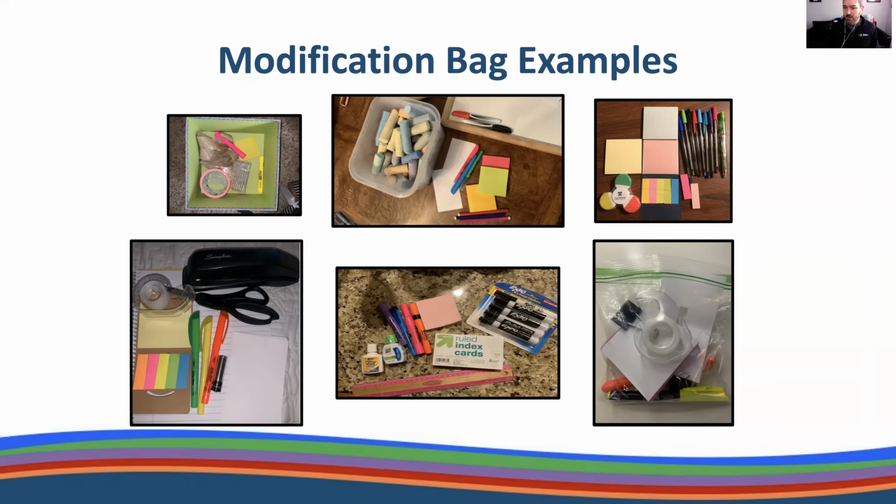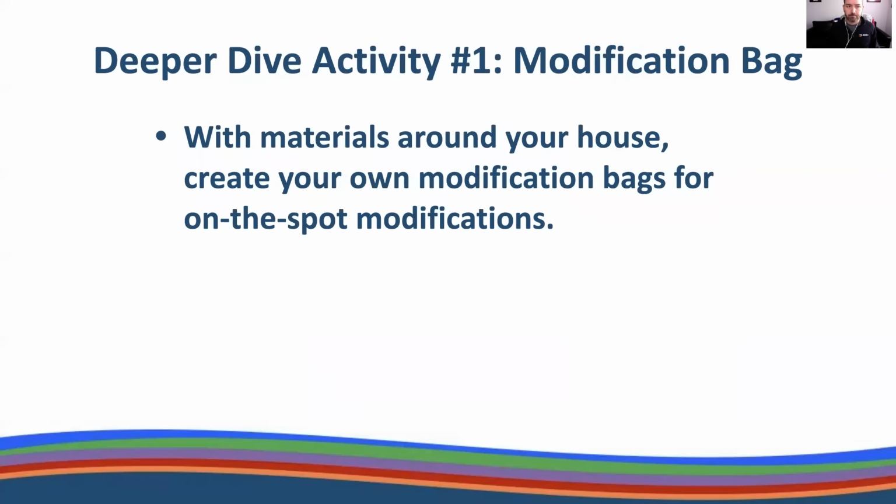Dry erase markers, and here's a bag with those clips. If you put clips on a book page, it's easier to flip the page. Little things like this are really helpful for creating reactive modifications, so things that you have to do quickly. For your deeper dive activity, I really encourage you to make a modification bag. Don't spend any money, just go around your house and pick out some pens, whatever you have floating around, and make a modification bag so you can make your own modifications. And I encourage you to take it to your school and go to the supply closet if possible, asking permission, of course, and seeing if you can fill in other things that might be useful for making modifications.